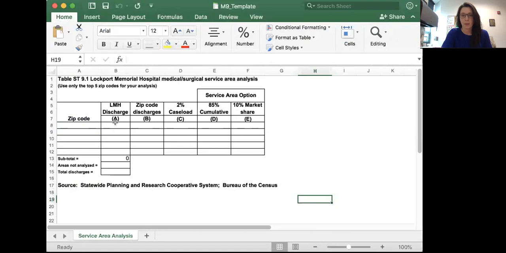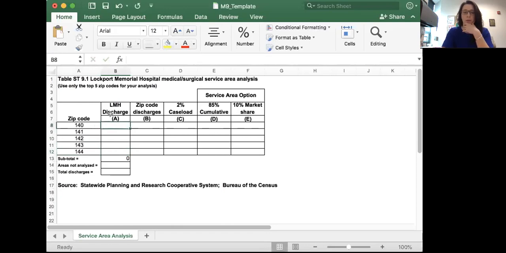Okay, so now when we look at this, we're just going to take those zip codes. So we have 140, 141, 142, 143, and 144. We can just stop with those.